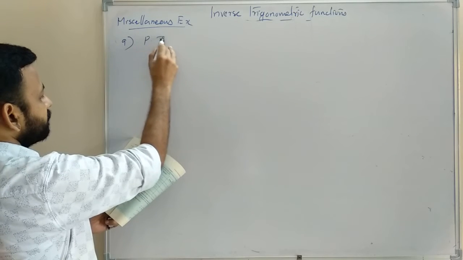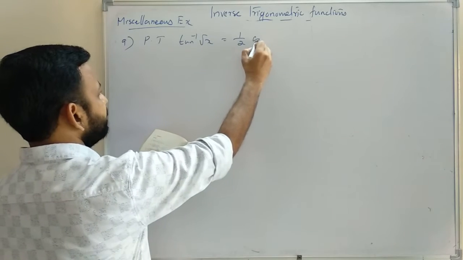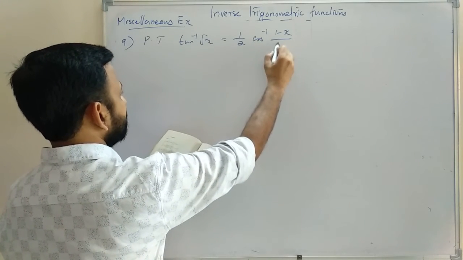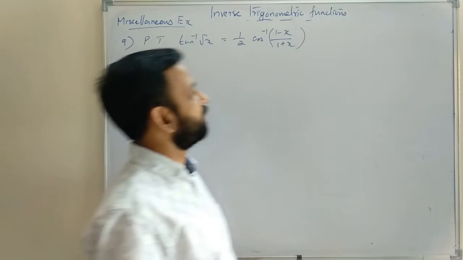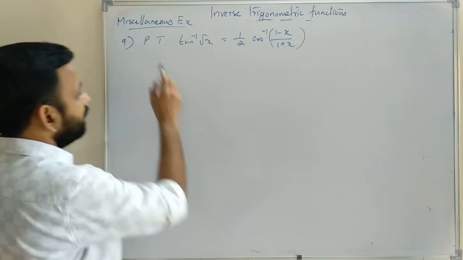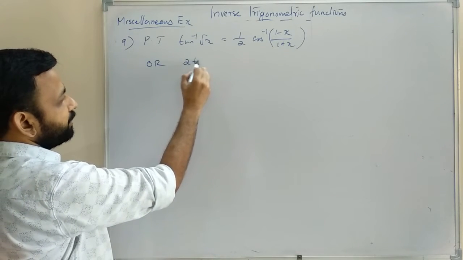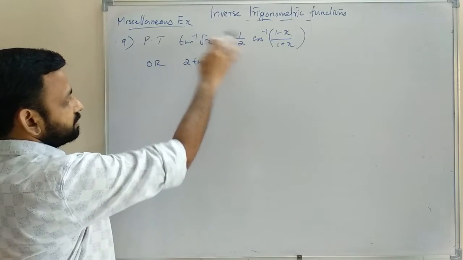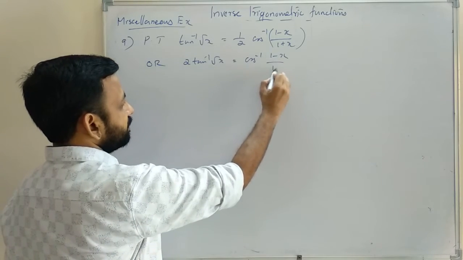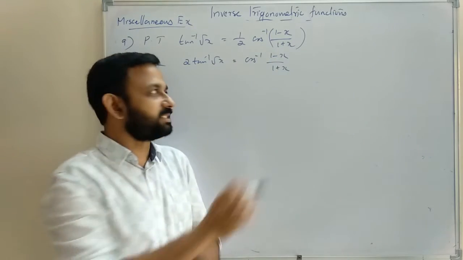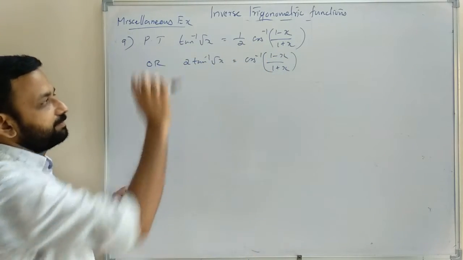Prove that tan inverse root x is equal to 1 by 2 into cos inverse of (1 minus x) upon (1 plus x). We can write this expression, when we cross multiply, as 2 into tan inverse root x equal to cos inverse of (1 minus x) upon (1 plus x). Both the expressions are exactly the same. Here we have taken that 2 from the denominator on the right side to the left side.